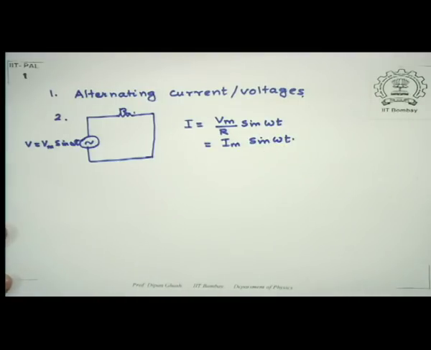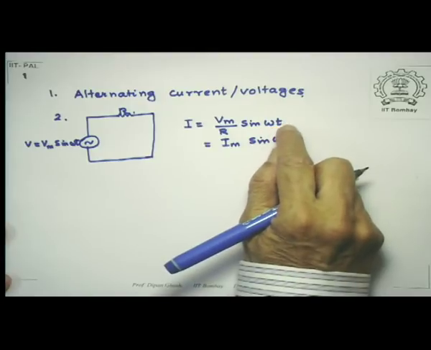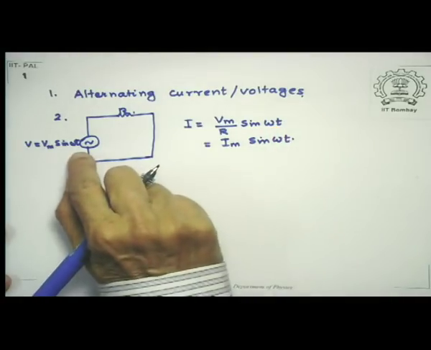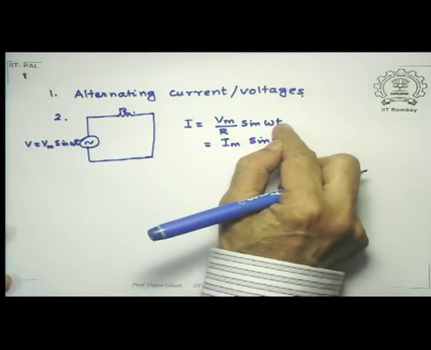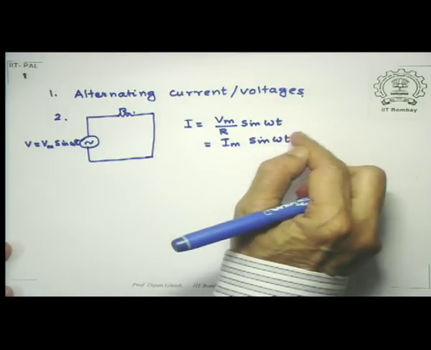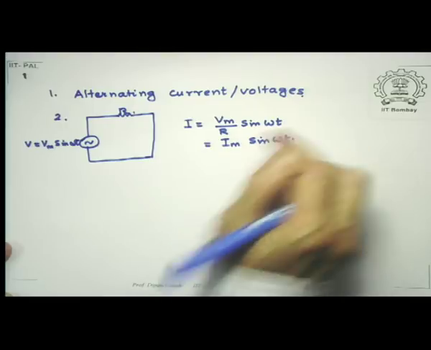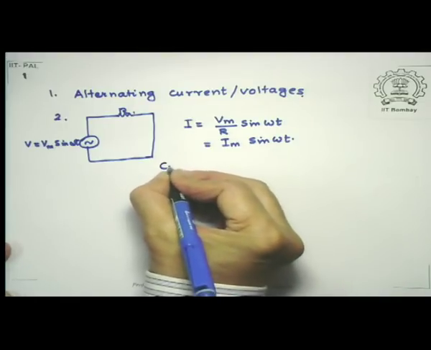So you notice that the time variation of both the voltage and the current are the same. Both of them vary with time as sin omega t, and this means the current is in phase with the voltage.